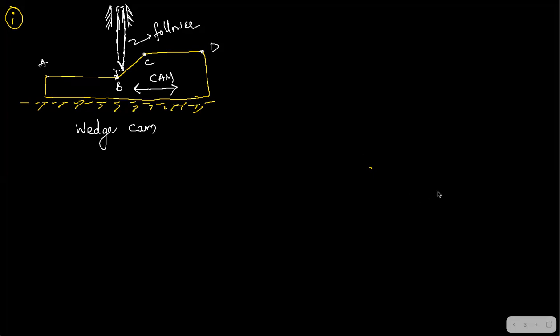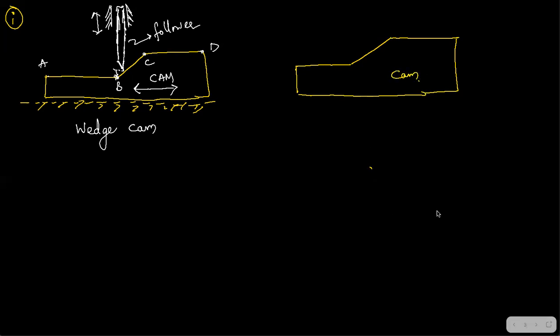And let's see another type of follower here. The motion is translatory to translatory. Translatory cam, translatory follower. And we'll see the next type now. The next type also, I will take a similar wedge cam. So this is your cam. And then you have a follower.